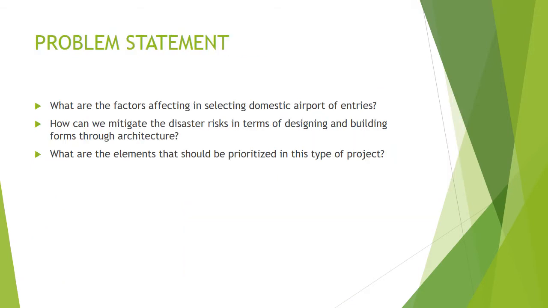Here are the problem statements that need to be answered at the end of the thesis study. First is, what are the factors affecting the selection of domestic airports of entry? These factors set the standards in selecting domestic airports. Next is, how can we mitigate the disaster risks in terms of designing and building forms through architecture? A thorough research not only of the site, but also of the design concepts that lessen disaster risk. Last but not least is, what are the elements that should be prioritized in this type of project? These are the considerations that should be noted when designing the airport.